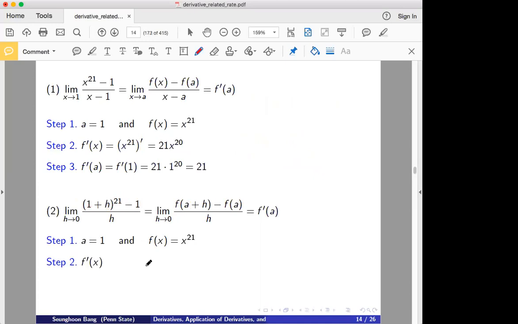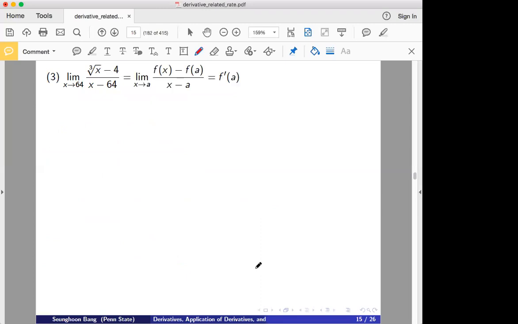Step 2, same: take the derivative. X to the 21 prime is 21 x to the 20. So what's a? A is 1. The final step is to calculate f prime of 1. So plug 1 into 21 x to the 20. That's it. This is the whole idea for solving this problem.